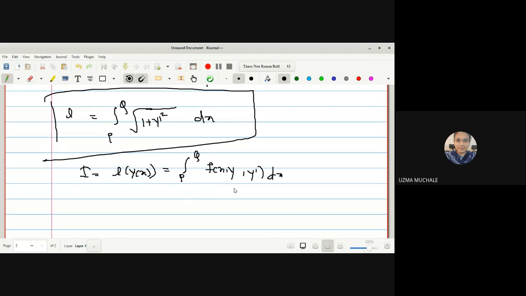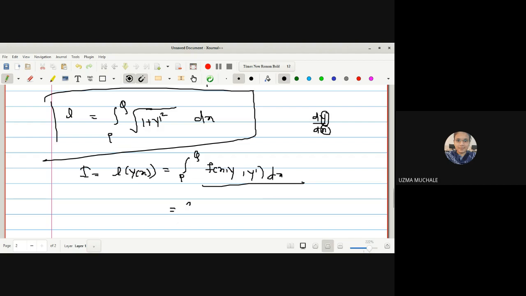Integration within the limit p to q can be an integration of a function with the three variables x, y and y dash. Here we are writing in general. Actually we found it is 1 plus y dash square. So in the y dash square also we have dy by dx. So y is involved, x is also involved and y dash is there. So we can say that the length of the function is described with the help of three variables x, y and y dash. So this is the total length between the 2 points P and Q.